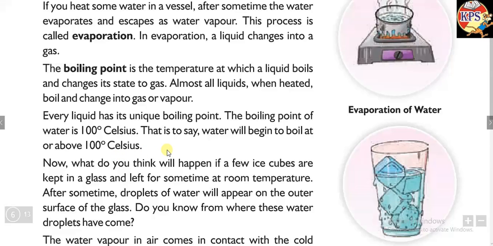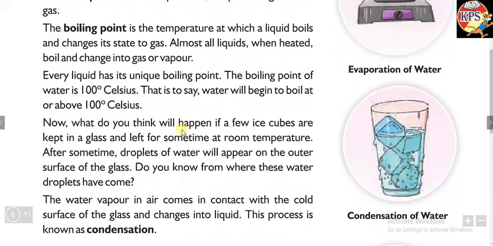Suppose you are sitting in a room in very hot weather, like in summer. The temperature in summer we usually see is 50 or 52 degrees Celsius or 45 degrees Celsius, but the water around us doesn't boil. So water starts boiling at 100 degrees Celsius or above, like 125 or 150, and it starts evaporating.